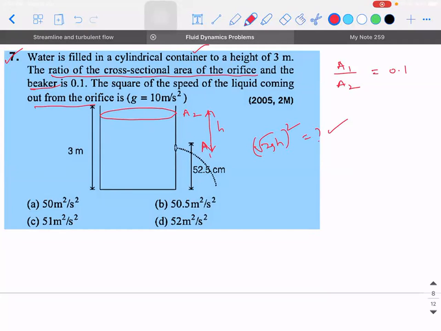Sir, but here A1 is only 10 times smaller than A2. It's comparable, so here you cannot use that. Don't make that mistake. What is the condition under which we got root 2GH? We assumed that the velocity of this column is approximately 0, and that happened because A1 by A2 was approximately 0. Here it is not 0, it is 0.1. So we have no other option other than framing an equation for this question.